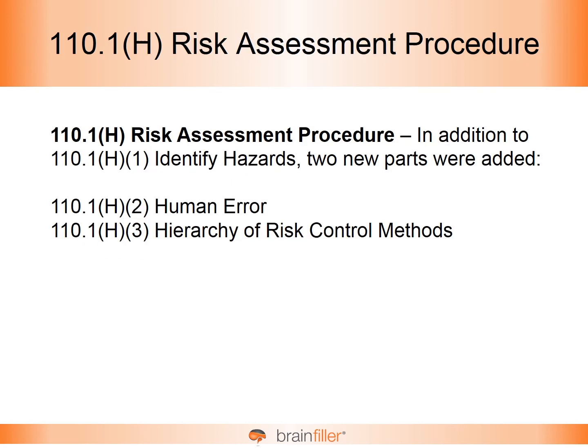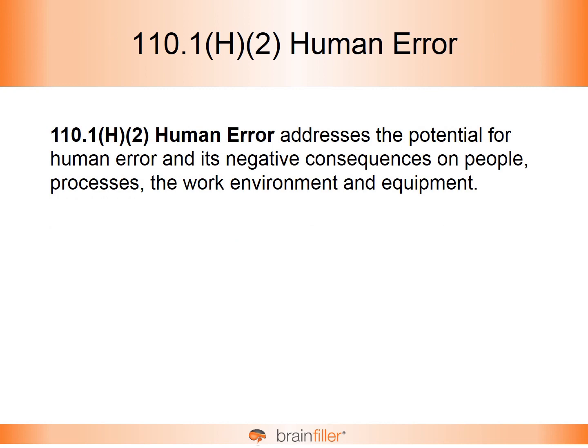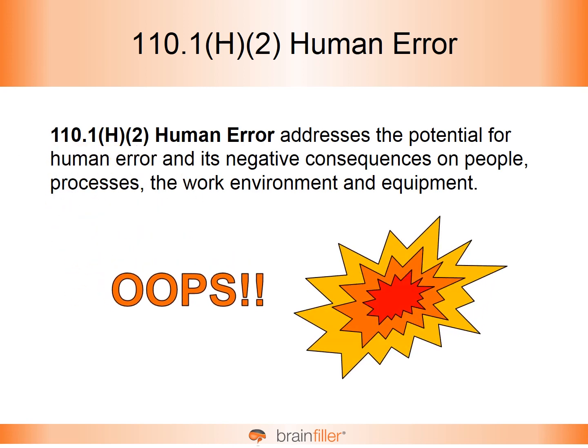Risk assessment procedure. The risk assessment procedure has two new additions. In addition to identify hazards, the new additions are for human error, 110.1H2, and 110.1H3, hierarchy of risk control methods. Let's take a look at each one of these individually. Human error was added to address the potential for human error and its negative consequences on people, processes, the work environment, and equipment. Let's face it, things happen.